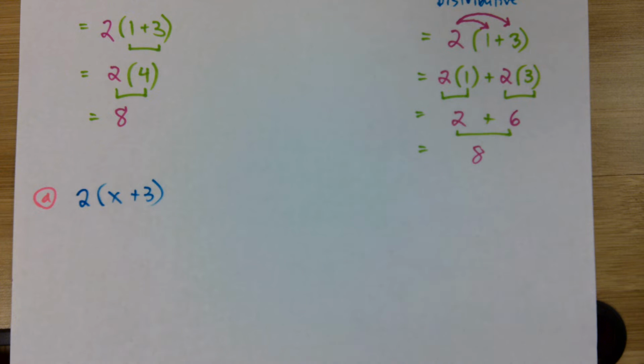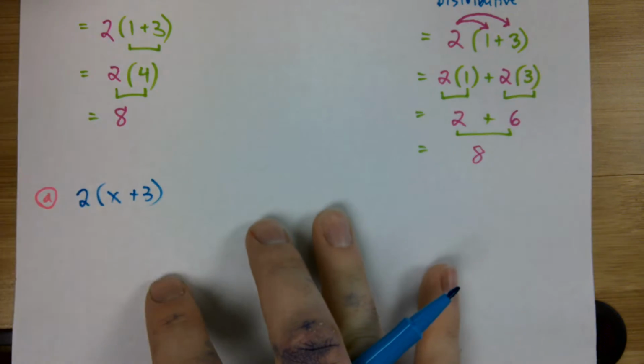Why do we know this is an expression? No equal sign, right? There's no equal sign. It's just an expression. So we're not solving for anything. We're just simplifying. That's the big difference. You simplify expressions, but you solve equations. Okay, just a quick little vocab review for you.